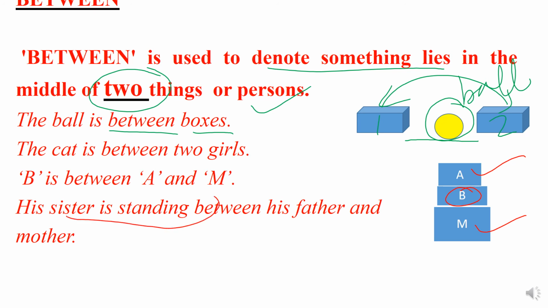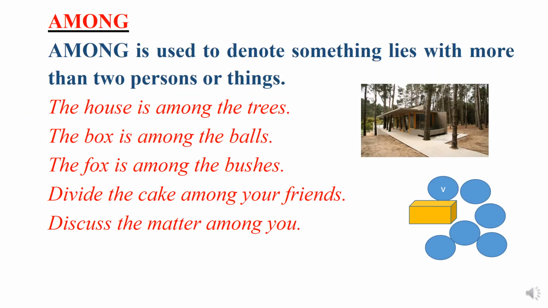You are understanding this. Between is used to denote something that lies in the middle of two things or two persons. Okay, two things or two persons. Let's go to the slide.